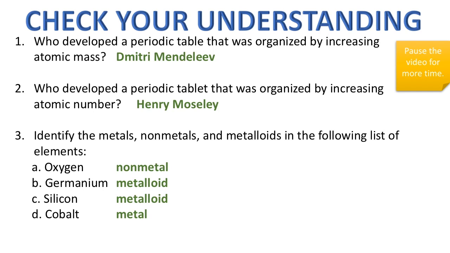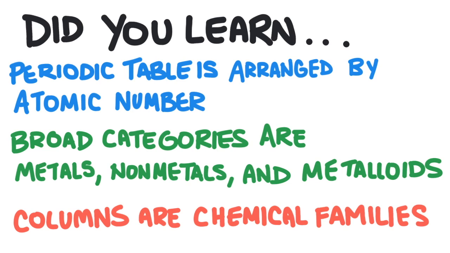So in this video, we learned that the modern periodic table is organized by increasing atomic number. There are 3 broad categories on the periodic table: metals, nonmetals, and metalloids. The columns on the periodic table represent chemical families that have similar physical and chemical properties.